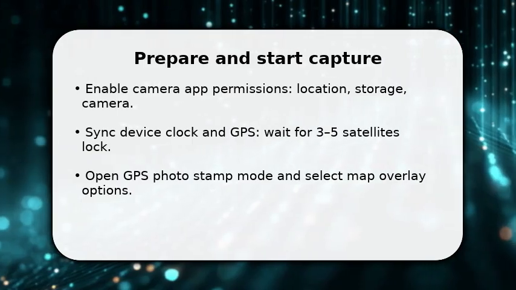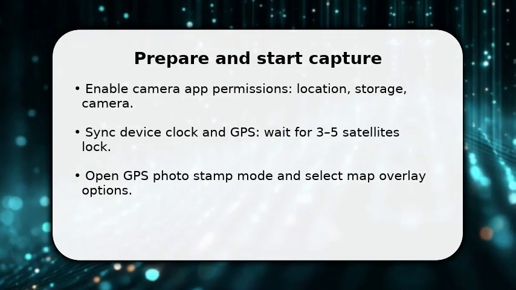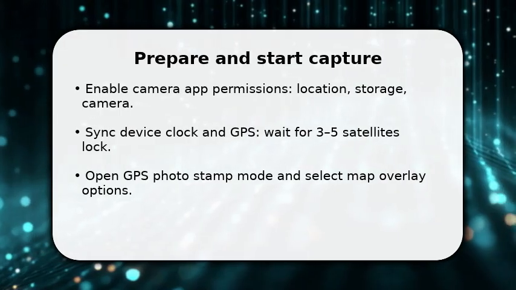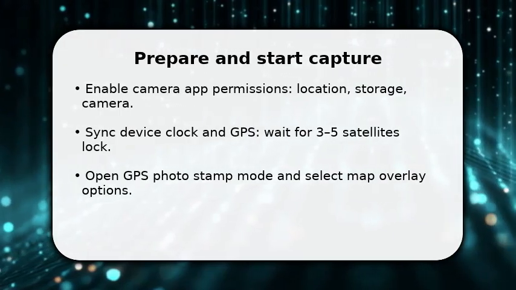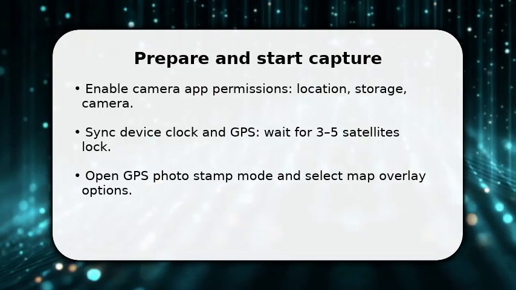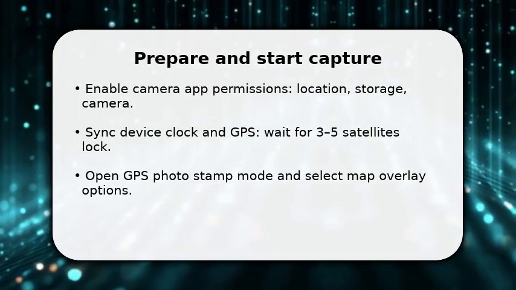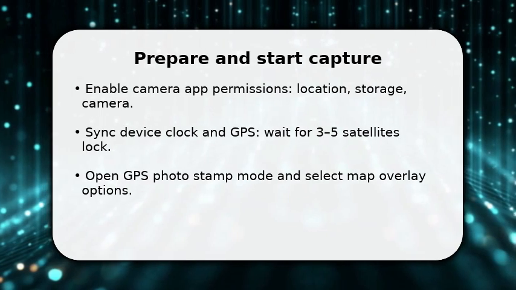Next, open the camera's GPS photo stamp mode and choose a map overlay and metadata fields. Do this now, don't delay. These first steps guarantee that every photo will carry reliable location, date, and directional data for later mapping.